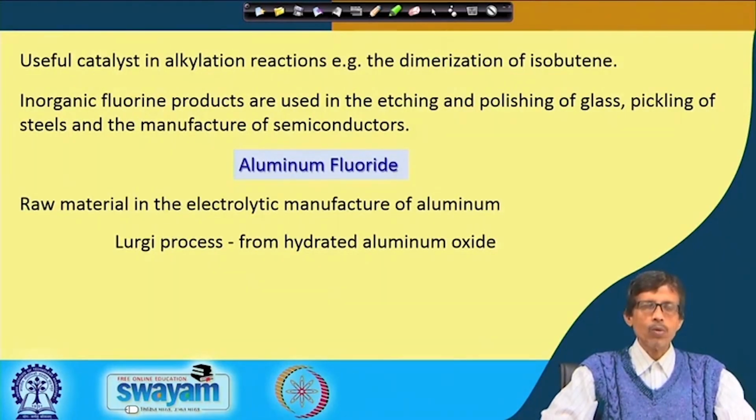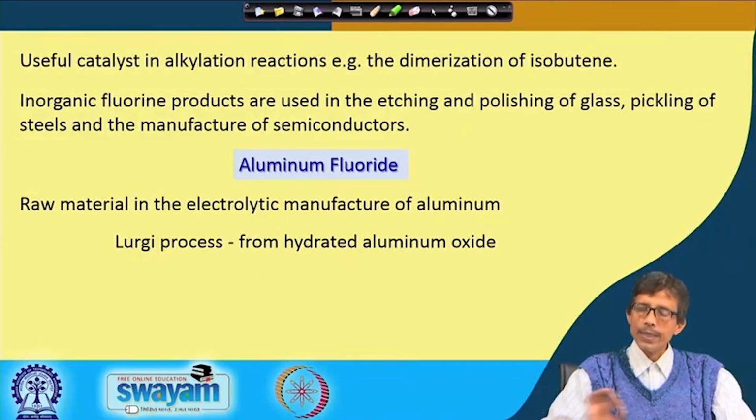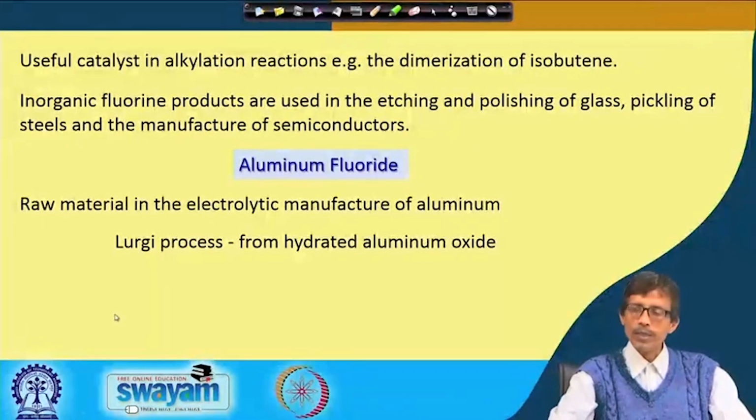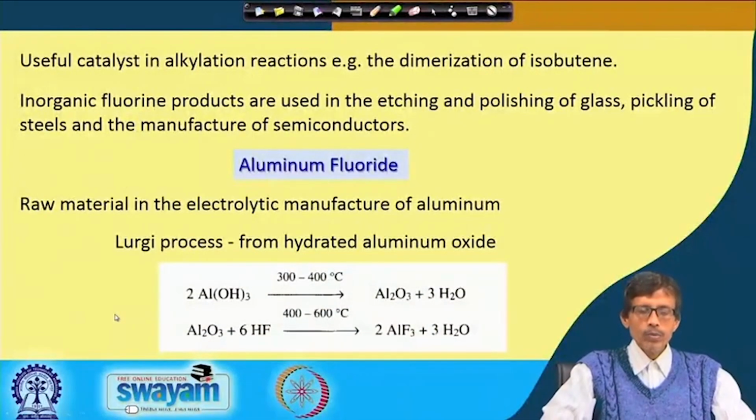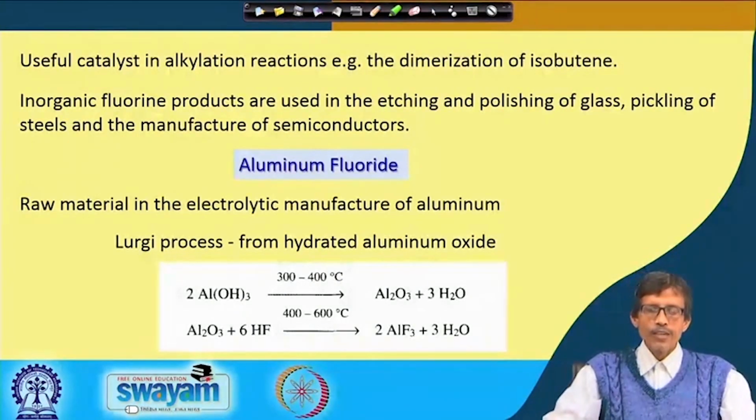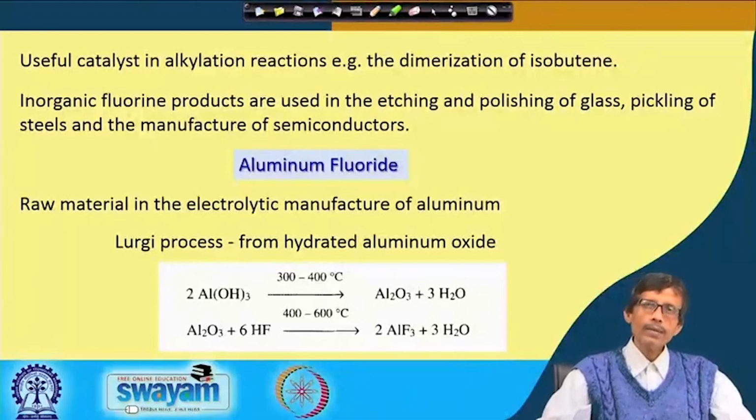One particular process is the Lurgi process. The Lurgi process starts from hydrated aluminum oxide, that means hydrated alumina or the bauxite you use. Since we are considering it as a hydrated aluminum oxide, if it has a large amount of water of hydration, what you write is the formula of this as Al2O3 center dot 3H2O.